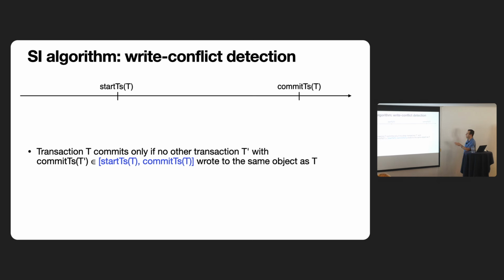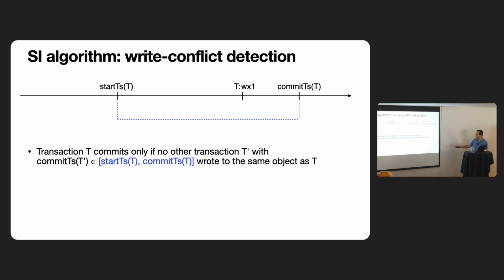So let's say I have a transaction T. It's associated with the start timestamp and the commit timestamp. So I have a lifetime of this transaction from here to here, right? And let's say this transaction T did some writes, right? So for example, it wrote 1 to X. Then I will only commit this transaction T if the following check passes. I have to look at the lifetime of this transaction, the interval from the start timestamp to the commit timestamp of this transaction.